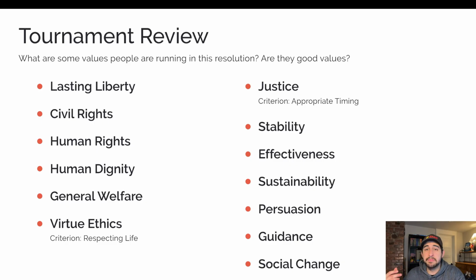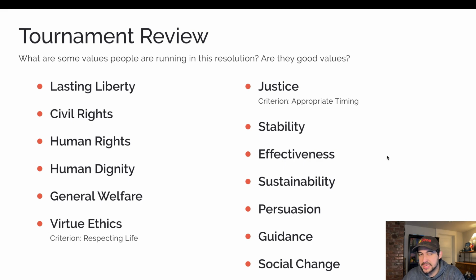We have a value of stability. This is a good value. How do we determine what is stability? They might show that in their definitions. You might have a criterion that shows how do we know we have reached stability? But if they define it narrow enough, you might not need a criterion for that. And it doesn't look like they used a criterion for this either.